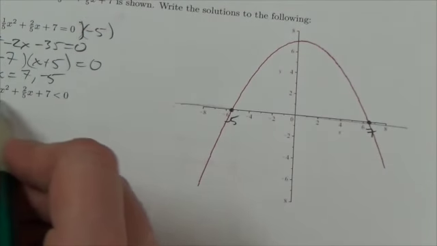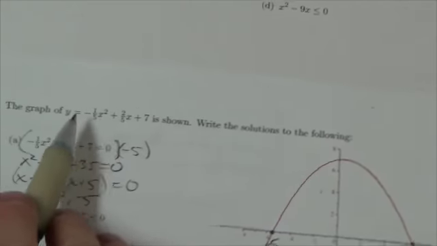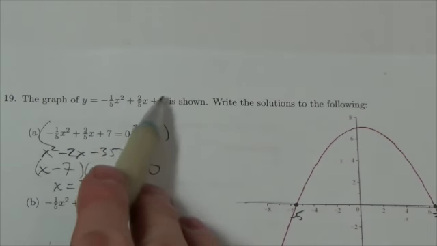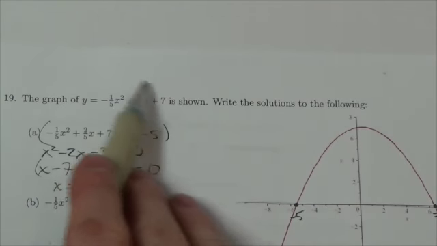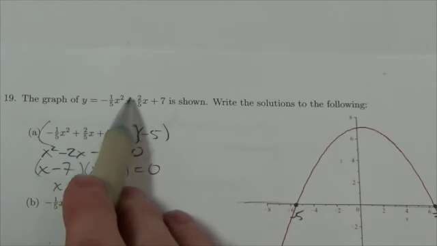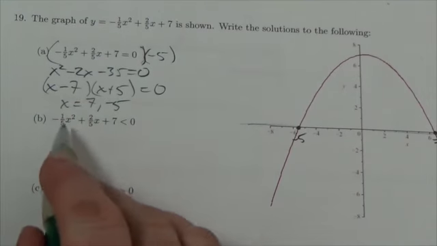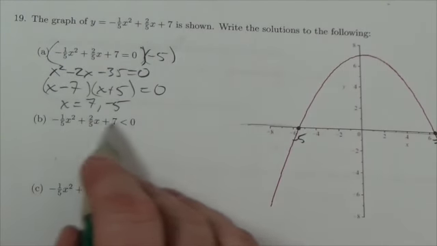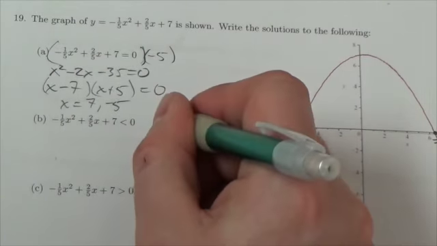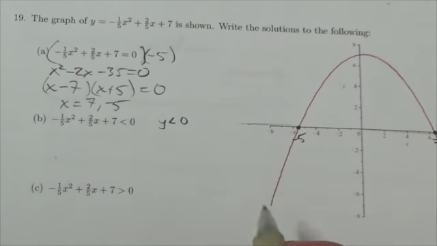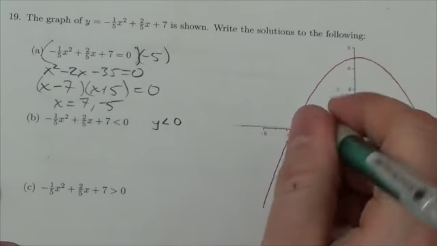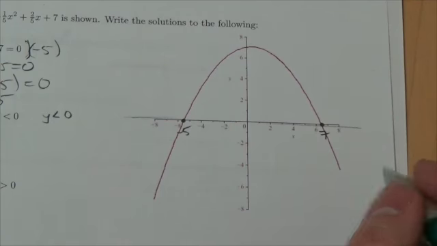Remember, this whole thing together is equivalent. If you look back at the original question, this whole thing is equivalent to y. This whole thing, this -1/5 x squared plus 2/5 x plus 7, that is y. So when I ask where this is less than 0, what I'm asking for is, where is y less than 0? Where are the y coordinates on this graph less than 0?